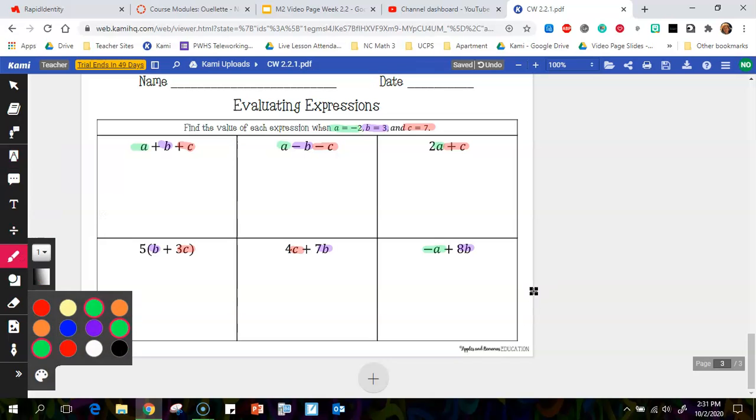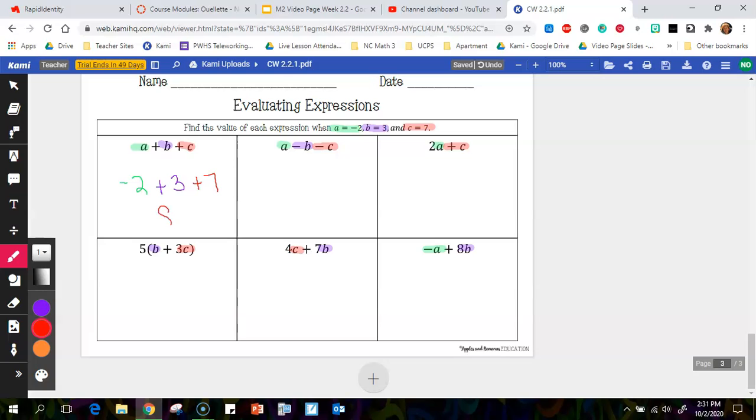Okay, so a is negative 2. b is 3, so plus 3. c is plus 7. All right, so our answer is 7 plus 3 is 10, minus 2 is 8. A is negative 2. This is the opposite of b because it's a minus b, so it's minus 3. And then minus 7. All right, negative 2 minus 3 minus 7 is negative 12.